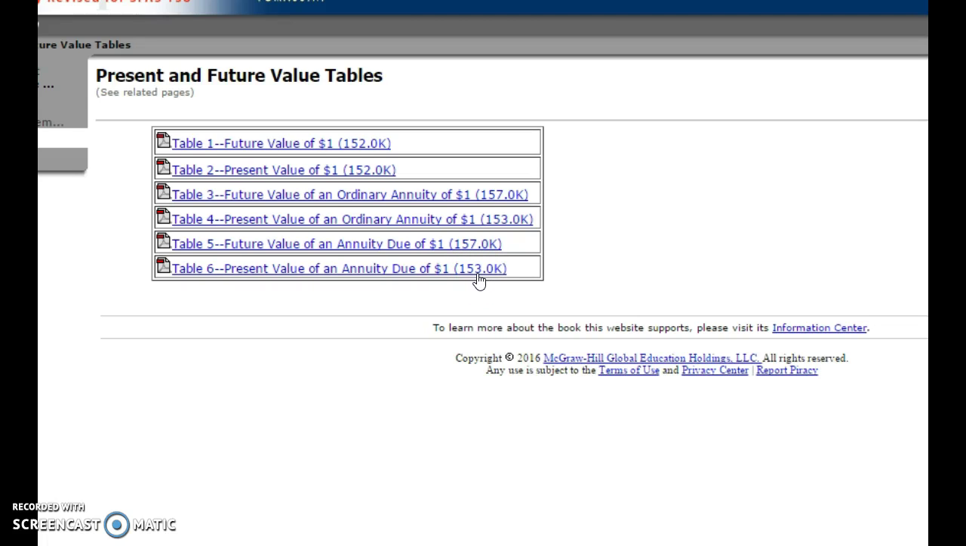So I just want to clarify, when you're trying to calculate the value of a single amount, you use the present value or future value of $1. Anytime there's a series of equal payments, that's an annuity, so you're going to use the annuity table. You don't have to use Excel to calculate present value and future value. You can use the tables, just make sure you're using the correct one.